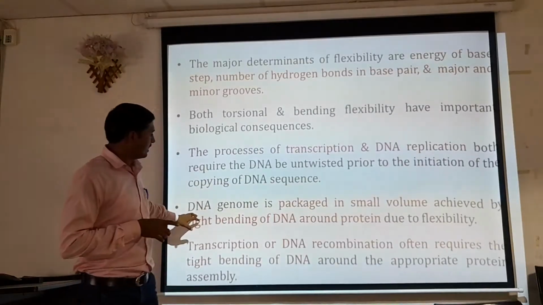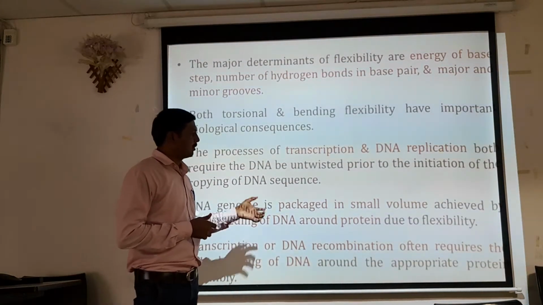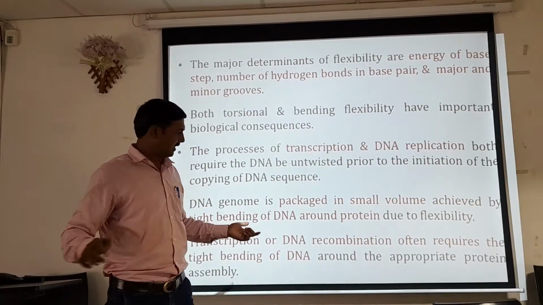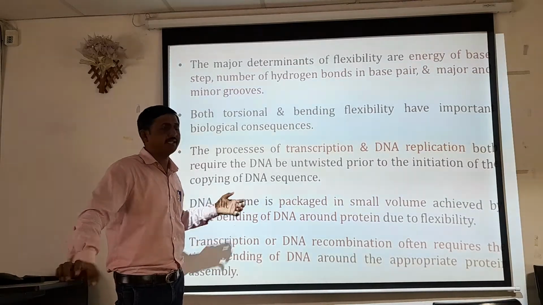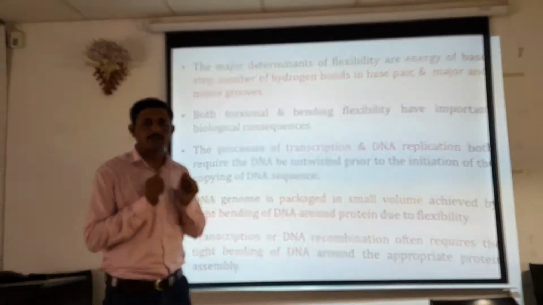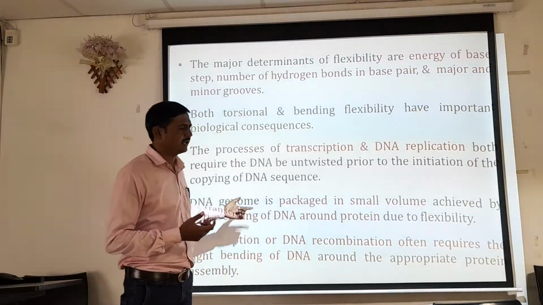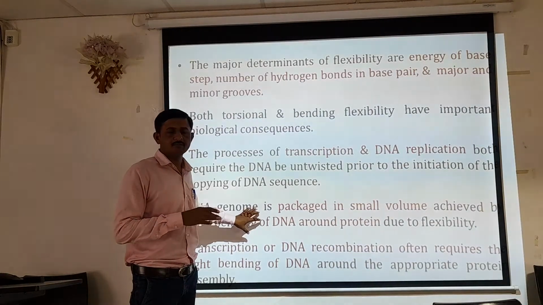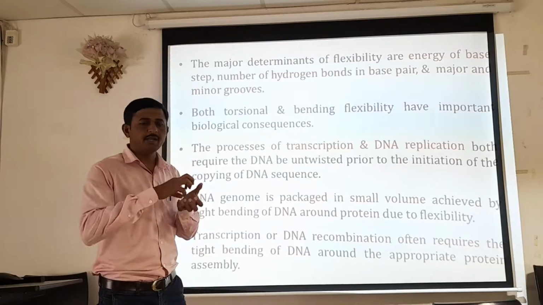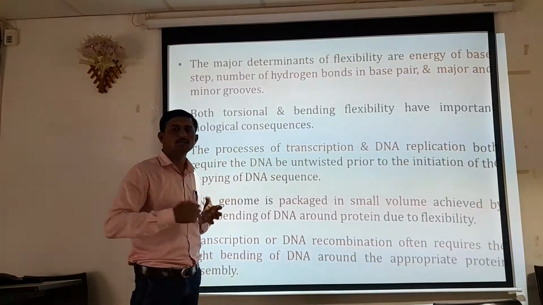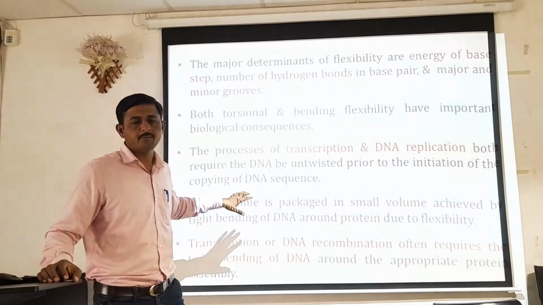The DNA genome is packed in a small volume, achieved by tight bending of DNA around protein due to flexibility. DNA is bound with different proteins so that it can remain tightly bound in a small space. As we know, the cell is a small structure, and DNA is a long polynucleotide chain of nucleotides. So, by using the flexibility property, we can bend, twist, or organize this long chain of nucleotides into a small volume.